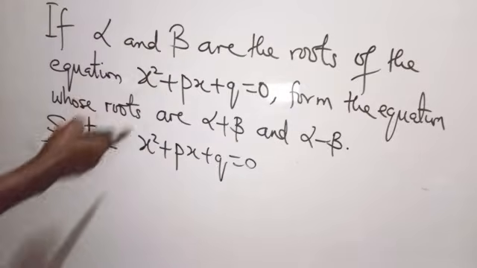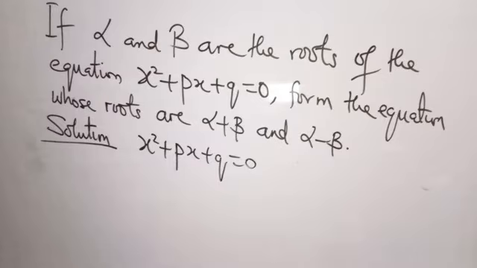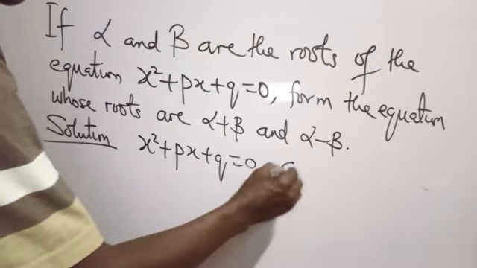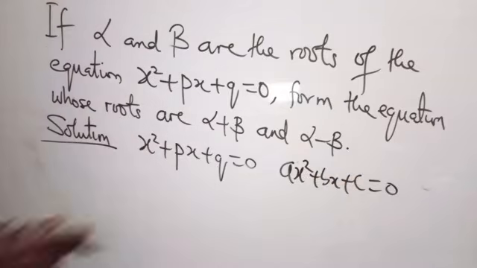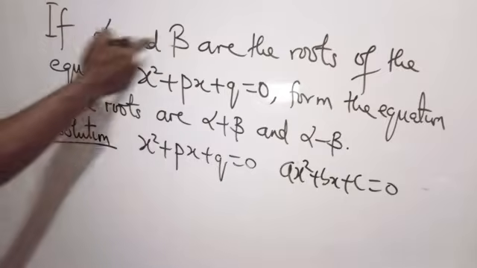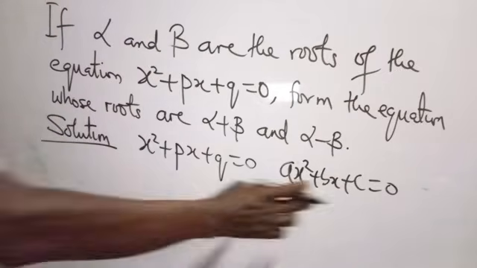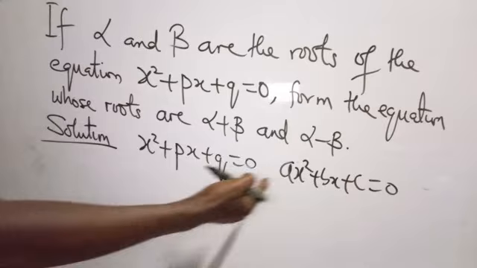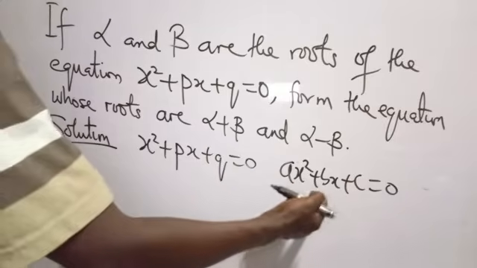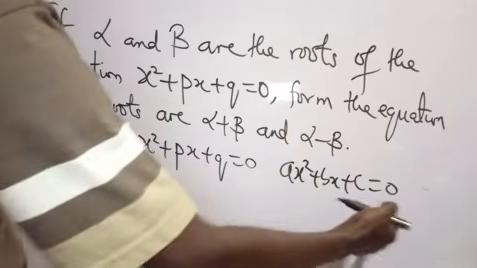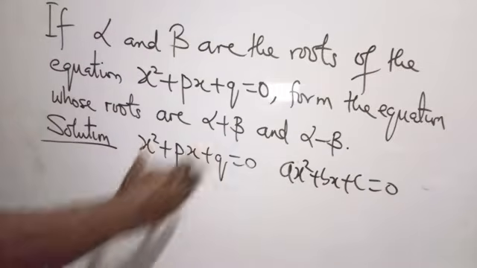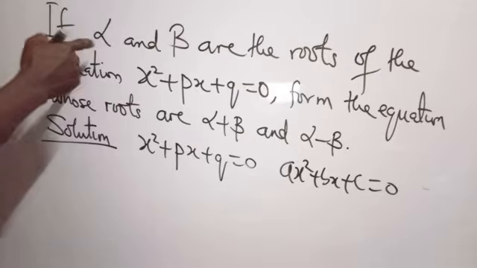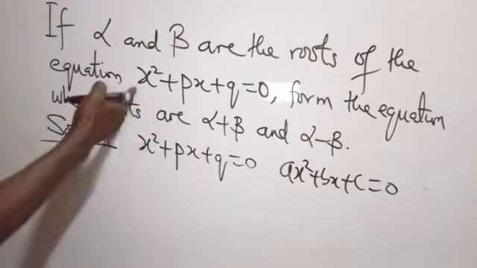So if alpha and beta are the roots of this equation, for our basic general quadratic equation of ax squared plus bx plus c is equal to 0, when you are asked to solve this equation, to find the root of this equation, it means you want to find the value of x. So x will be plus or minus the square root of b squared minus 4ac, all over 2a. That will be the value. So one will be positive, the other will be negative.